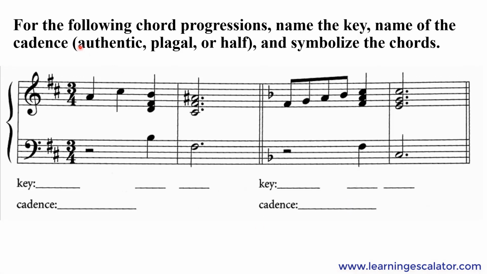For the following chord progressions, name the key and name the cadence, authentic, plagal, or half, and symbolize the chords. So the first one, there is a B and then an F, and it has two sharps, which means it's either D major or B minor.